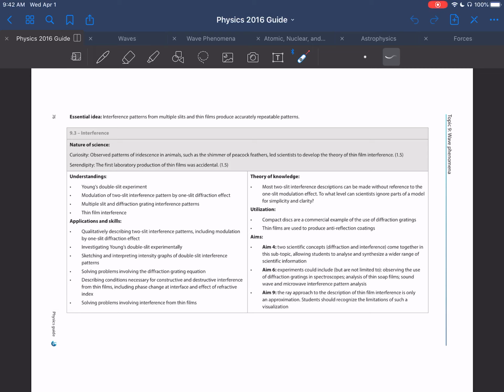Hello everyone. In this video, we will continue to discuss topics in 9.3 interference. In particular, we will discuss the modulation of the double slit interference pattern by the single slit diffraction effect, as well as discussing multiple slit interference and ultimately diffraction gratings.